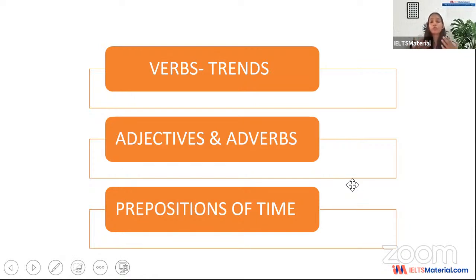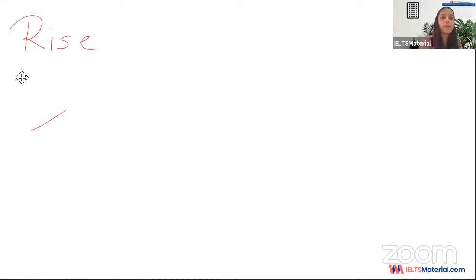And the manner of showing those trends, for which we are going to use the adjectives and the adverbs. Let's learn one by one. So majorly there are 4 trends. Number 1, we always show the rise. So your line will go up like this. This is your rise.